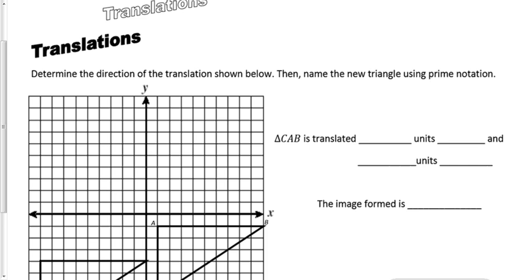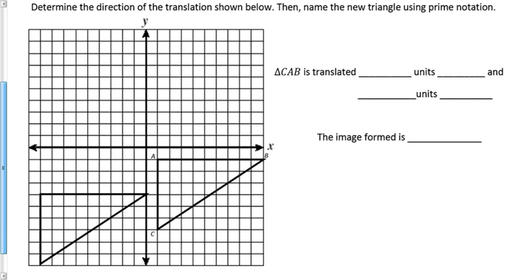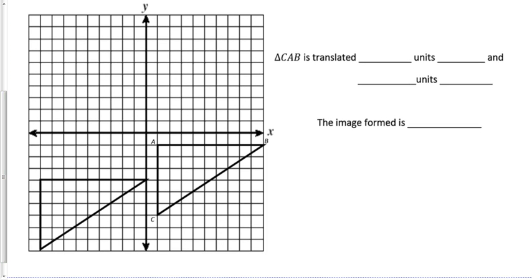I'm going to scroll down a little bit. We're going to determine how we've been translated. It looks like point A here should match up with this point right here, which means this would be A prime. I'm just going to count and figure out how many units I went in the left direction and then down. There are two blanks over here. The first one wants the number of units. The second blank wants the direction: left, right, up, down.